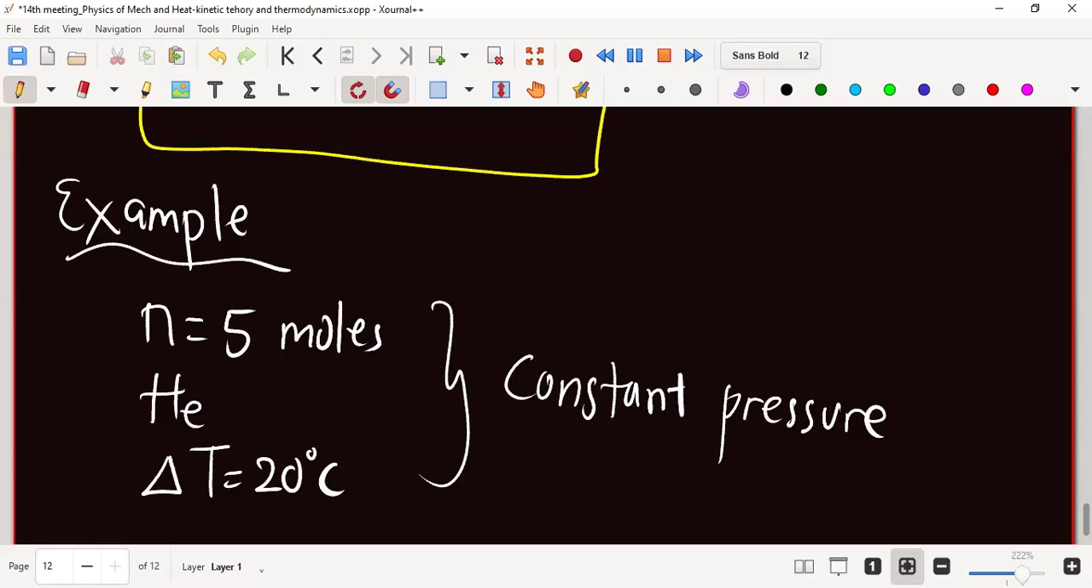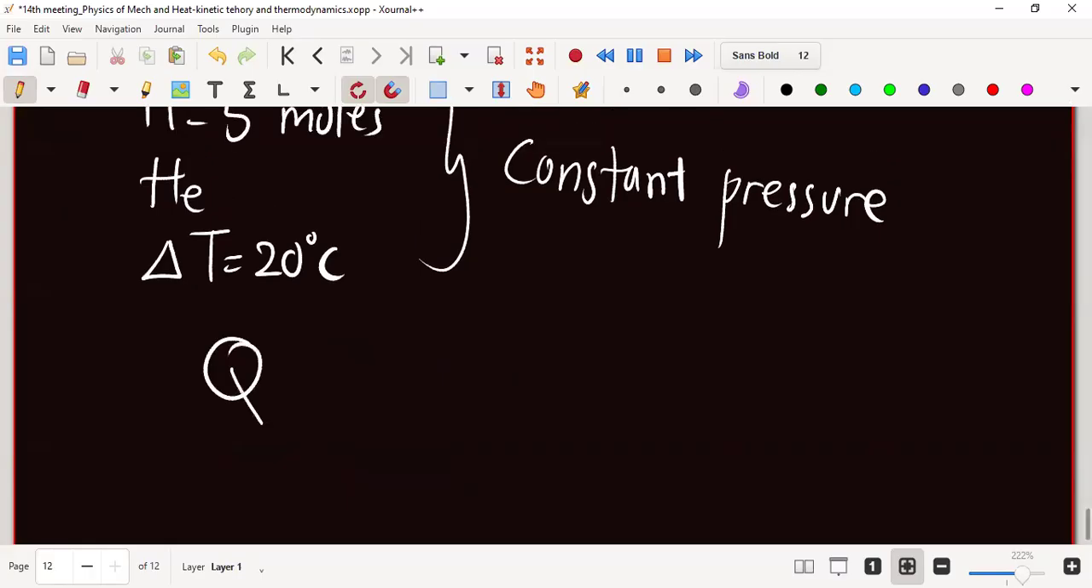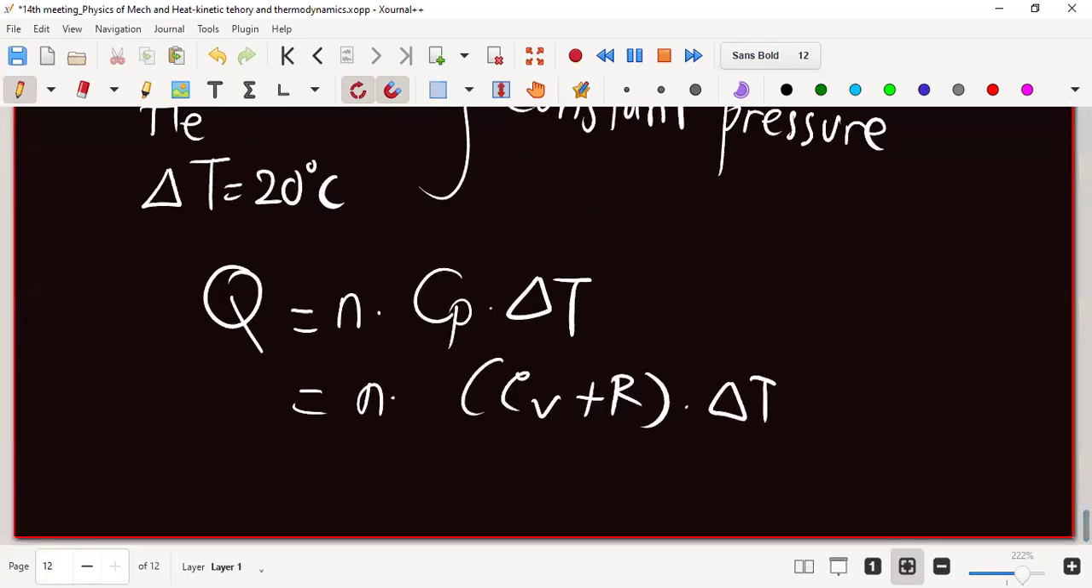So we can calculate the heat Q, which is n Cp delta T. Because Cp is Cv plus R, Q is n times (Cv plus R) delta T, and then Cv is 3/2 R, so Q is n times (3/2 R plus R) delta T.